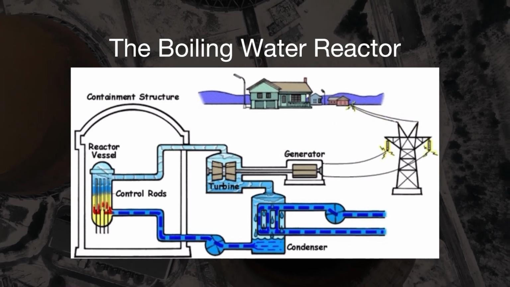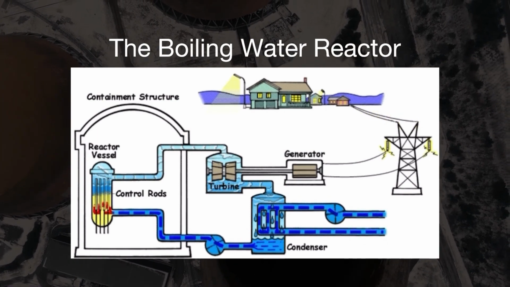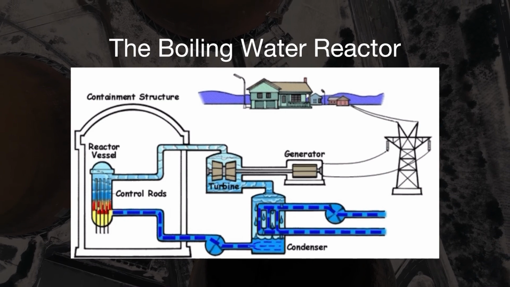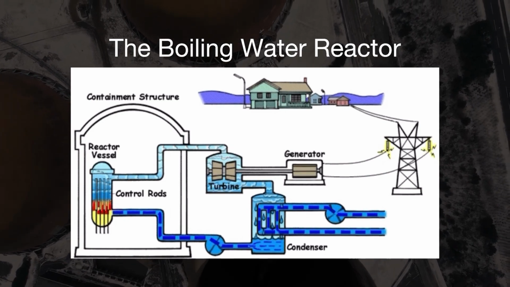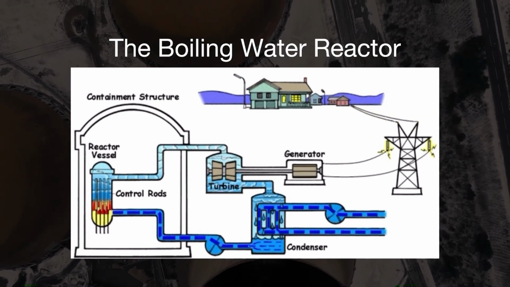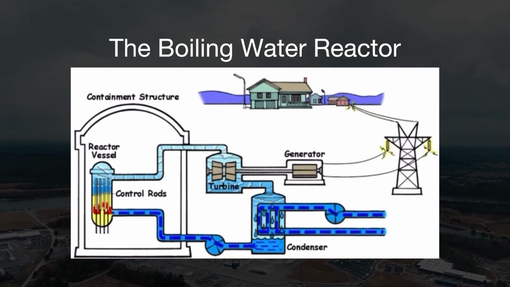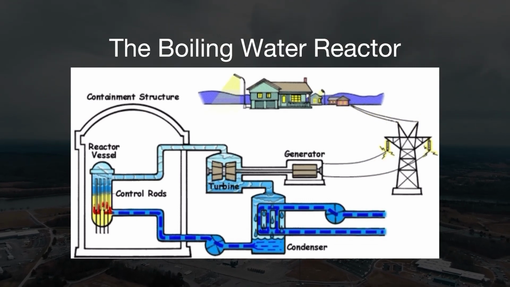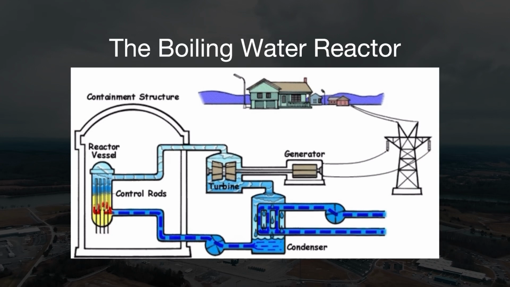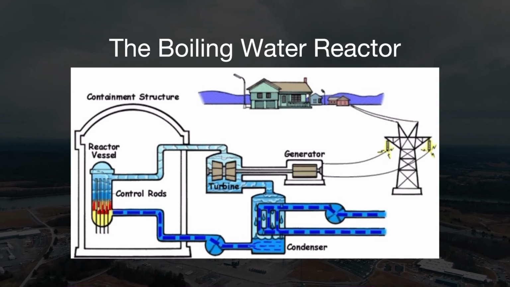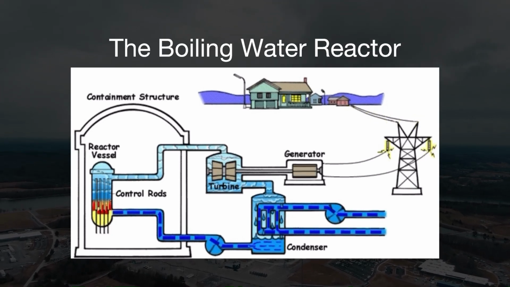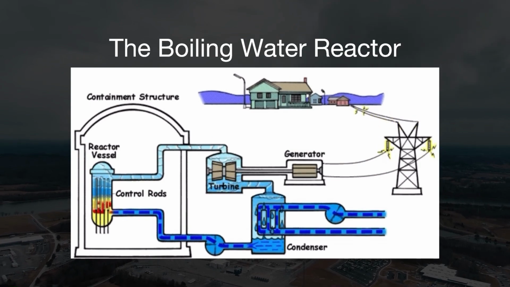And the boiling water reactor heats water and produces steam directly inside the reactor vessel. The water is pumped through the reactor core and heated by fission. Pipes then feed the steam directly to a turbine to produce electricity. The unused steam is then condensed back to water and reused in the heating process.